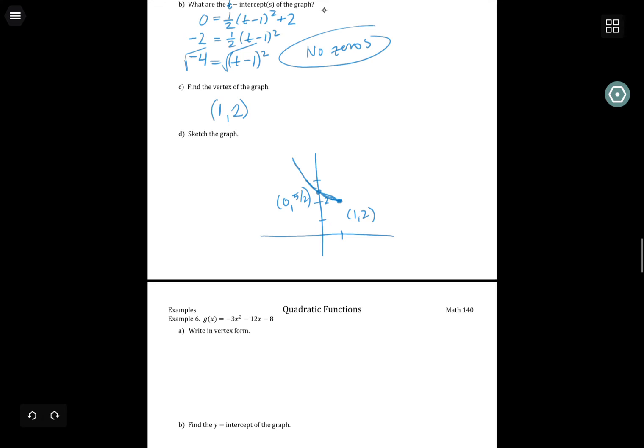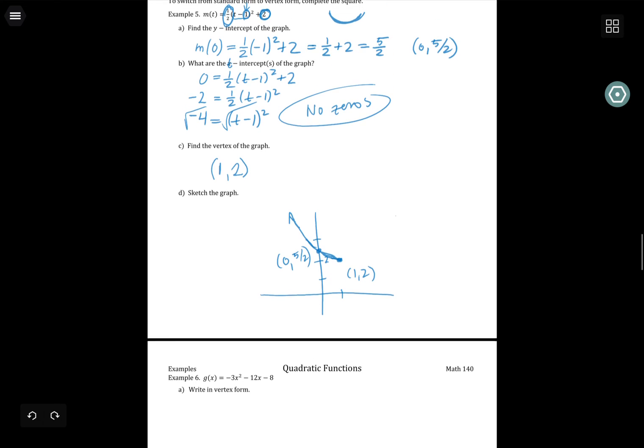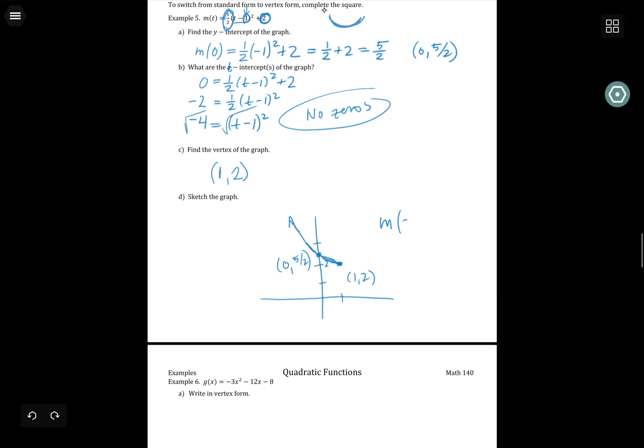Generally for parabolas we like to have 3. 2 points is enough to draw a line, but 3 points are needed for parabolas. So I'm just going to go ahead and plug in, I don't know, let's plug in 2. What was my function? M of 2 is equal to 1/2 of 2 minus 1 squared, so that's just 1 squared, which means 1/2 times 1 plus 2.